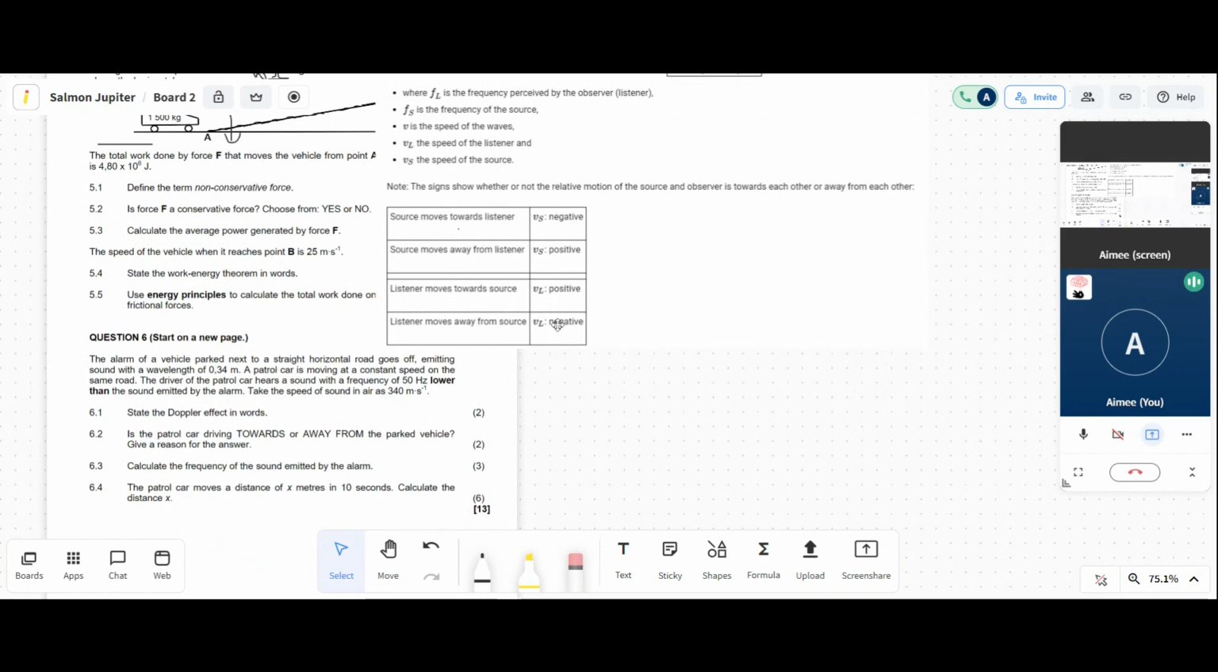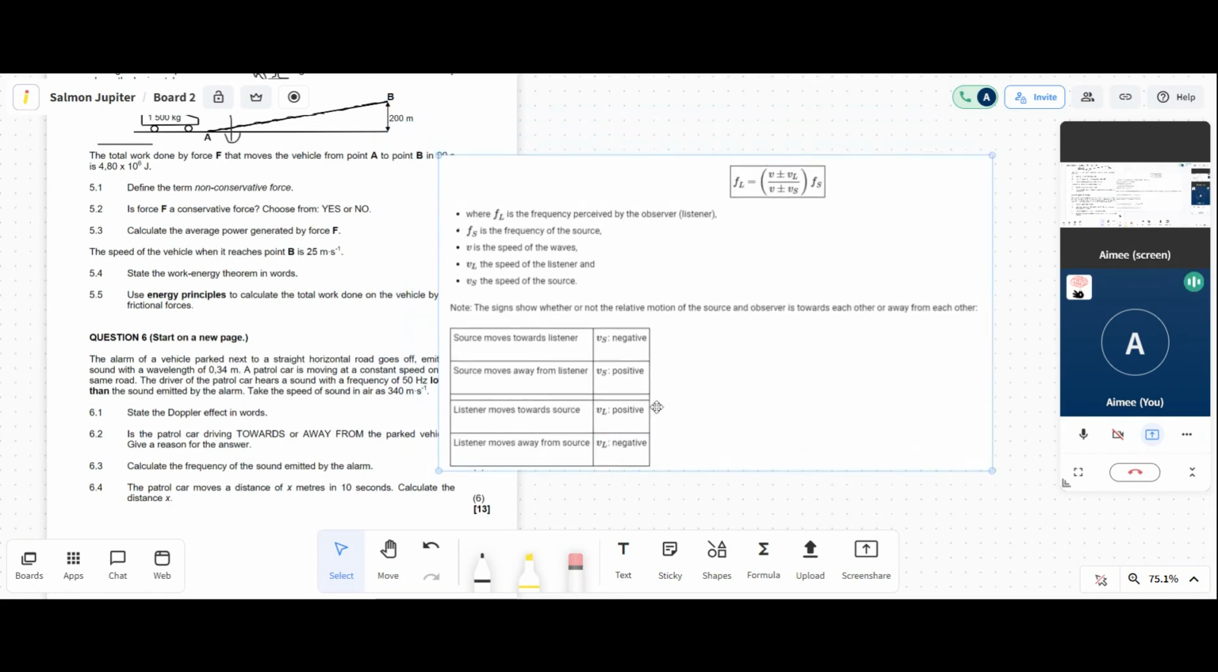Negative value means that your final value will actually be smaller than the real value. And they're saying here that the sound that he's hearing is actually lower or smaller. So from our little summary, we can therefore determine that the listener is moving away from the source. Okay? So that's your answer to 6.2.